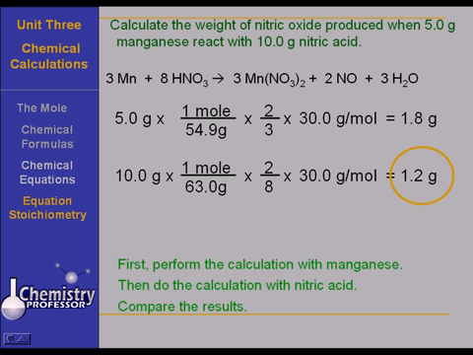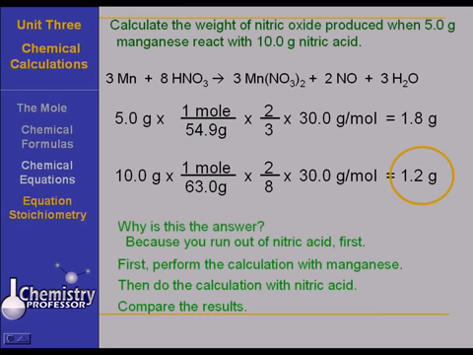Well, now, wait a minute. Why couldn't I produce 1.8 grams? The reason is you're going to run out of nitric acid first. So you can only produce 1.2 grams. This is your limiting reagent, this nitric acid. And your 5 grams of manganese, that is your excess reagent. Some of that is going to be left over.